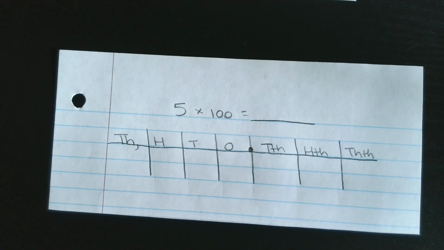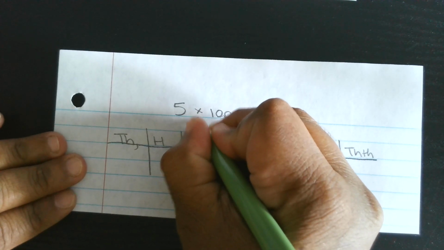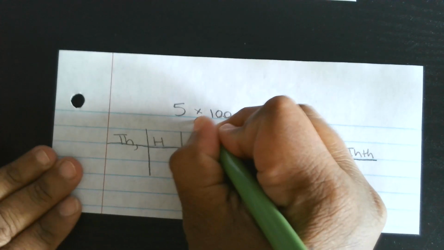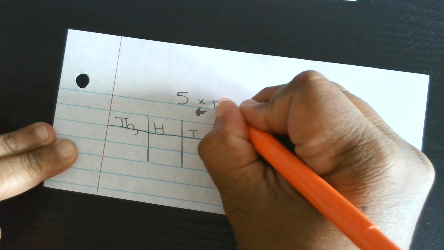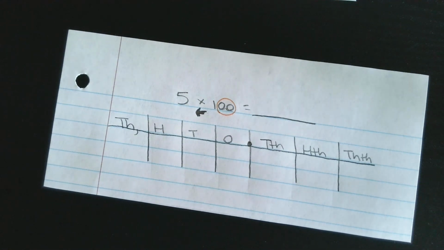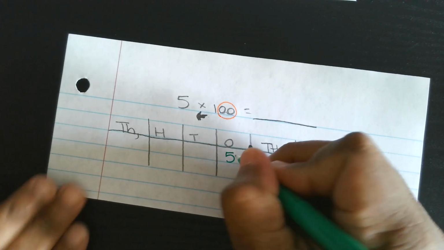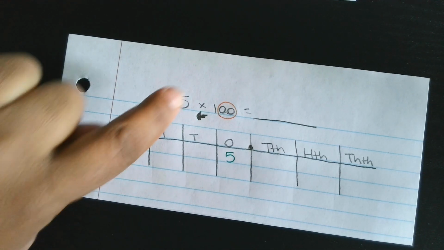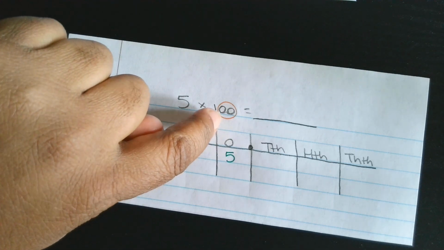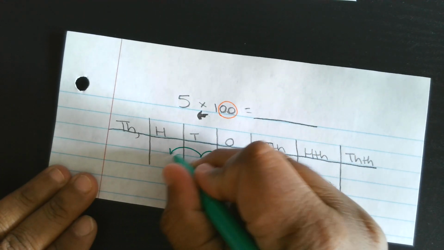5 times 100, I'm multiplying, so I'm going to move to the left. I look at the number 100. I count the number of zeros. There are 2 zeros. So I'm going to put my 5 in the ones place. And I'm going to move to the left 2 times because when I multiply, I move to the left and there are 2 zeros. So I'm going to say 1, 2.